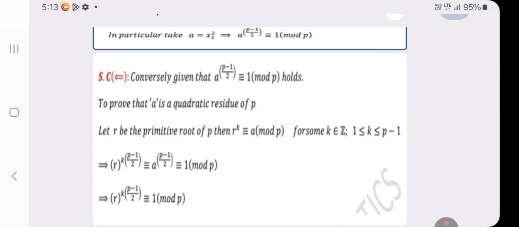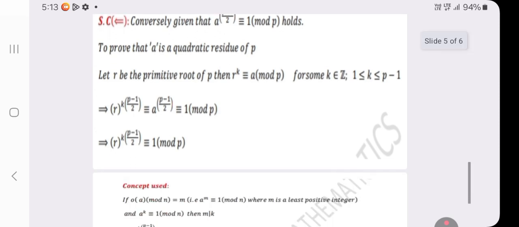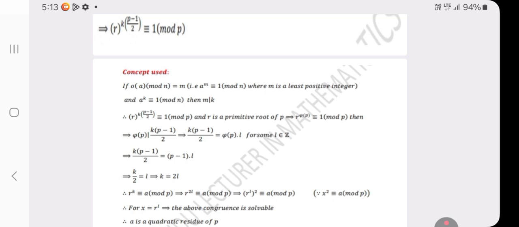Now take the power of P minus 1 by 2 on both sides. Therefore, R power K whole to the power of P minus 1 by 2 is congruent to A to the power of P minus 1 by 2, which in turn is equal to 1 mod P. Here the concept that we are using is that if the order of A mod N is equal to M, that means A power M is congruent to 1 mod N, where M is the least positive integer, and A power K is also congruent to 1 mod N, then automatically M divides K, because M is the least positive integer which fulfills the condition that A power M is congruent to 1.